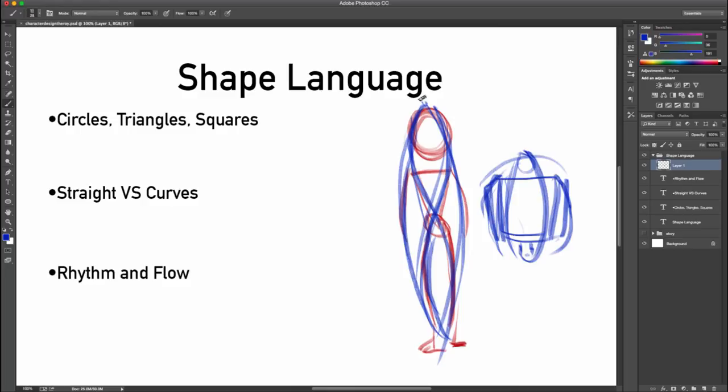So now, understanding these principles of character design, what we're going to do is jump into ZBrush, and we're going to start blocking in our character.